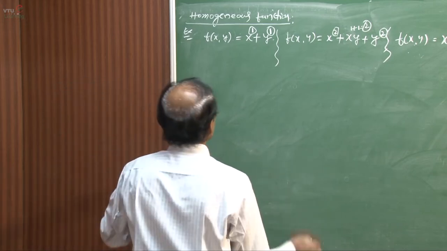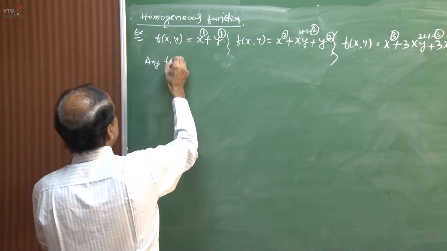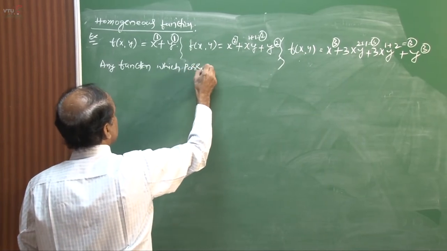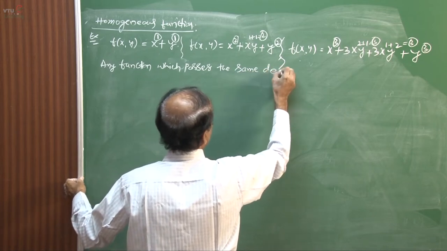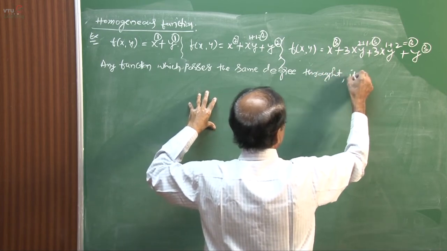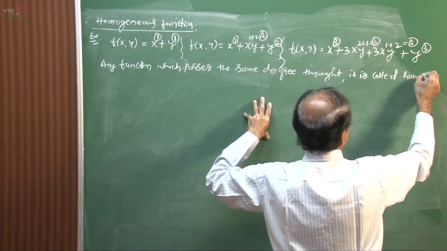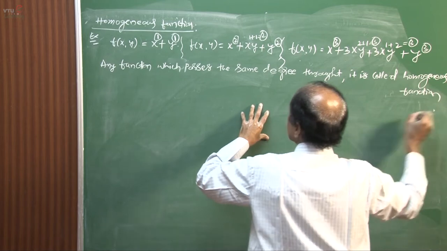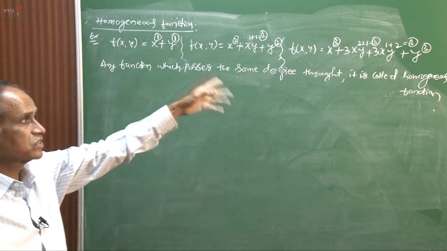Okay, so now you can name this as any function. This is the definition I am writing. Any function which possesses the same degree throughout, it is called a homogeneous function. So, above are the three examples. Any example you can give, but the degree must be the same, then it is called homogeneous.